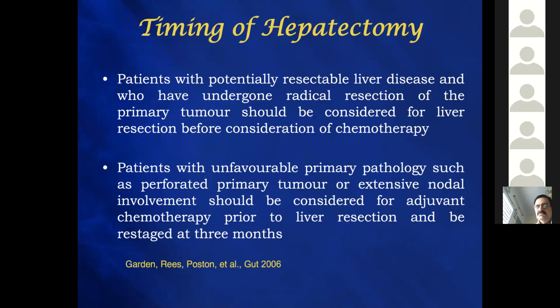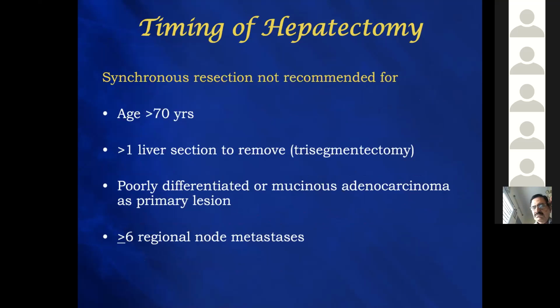So patients with potentially resectable liver disease who have already undergone removal of the primary tumor should be considered for liver resection first before considering chemotherapy, because chemotherapy will have its own adverse effects also. There are arguments against it also. Patients with unfavorable primary pathology like perforated primary tumor, extensive nodal involvement, extrahepatic metastatic disease, or unfit patients should be considered for adjuvant or neoadjuvant chemotherapy prior to liver resection, and then be restaged and assessed for liver resection.